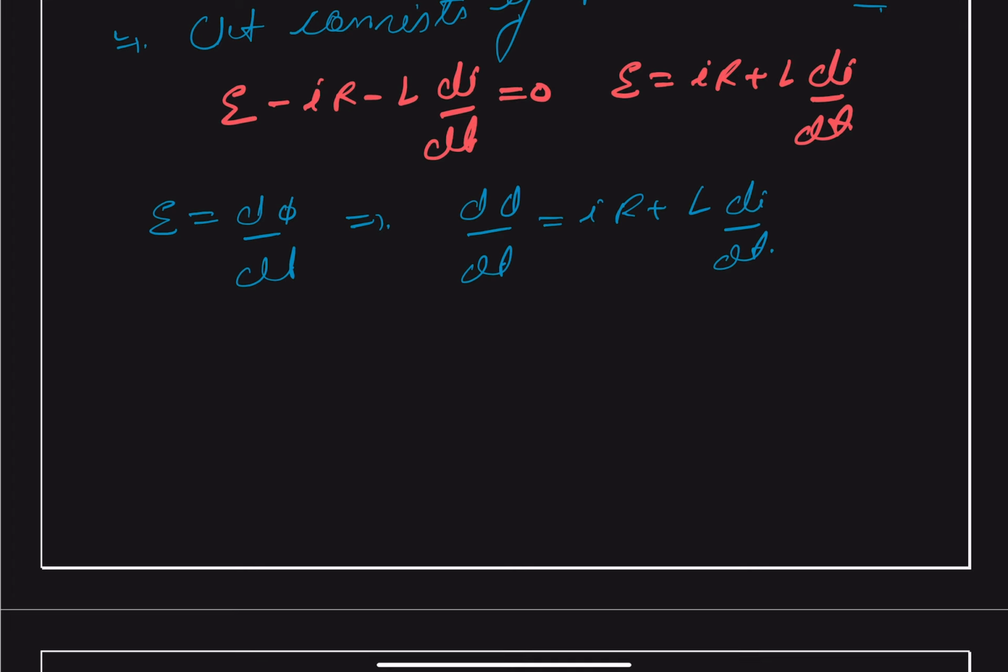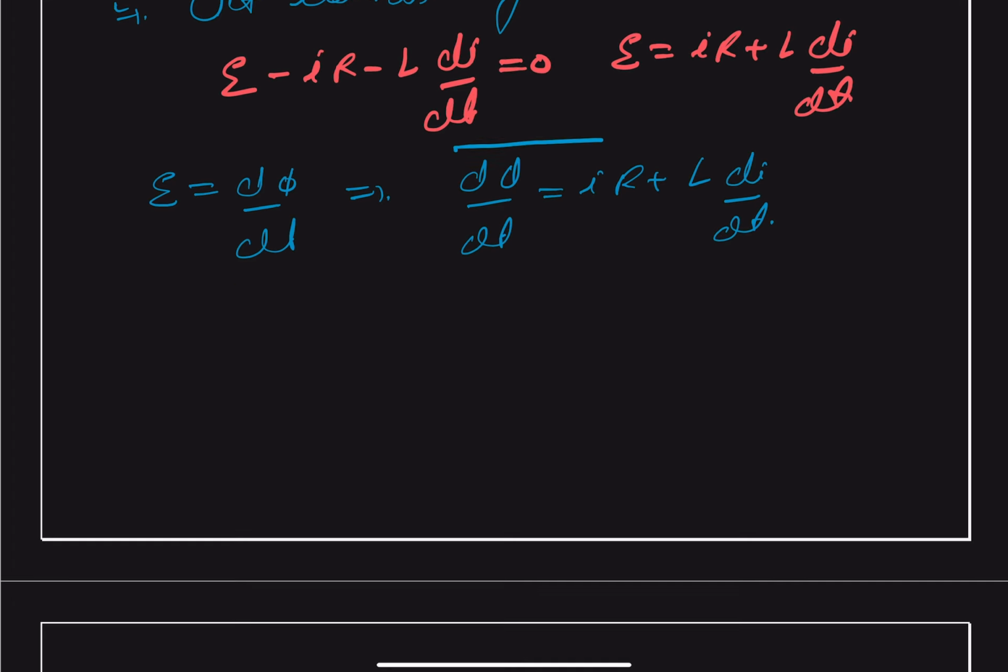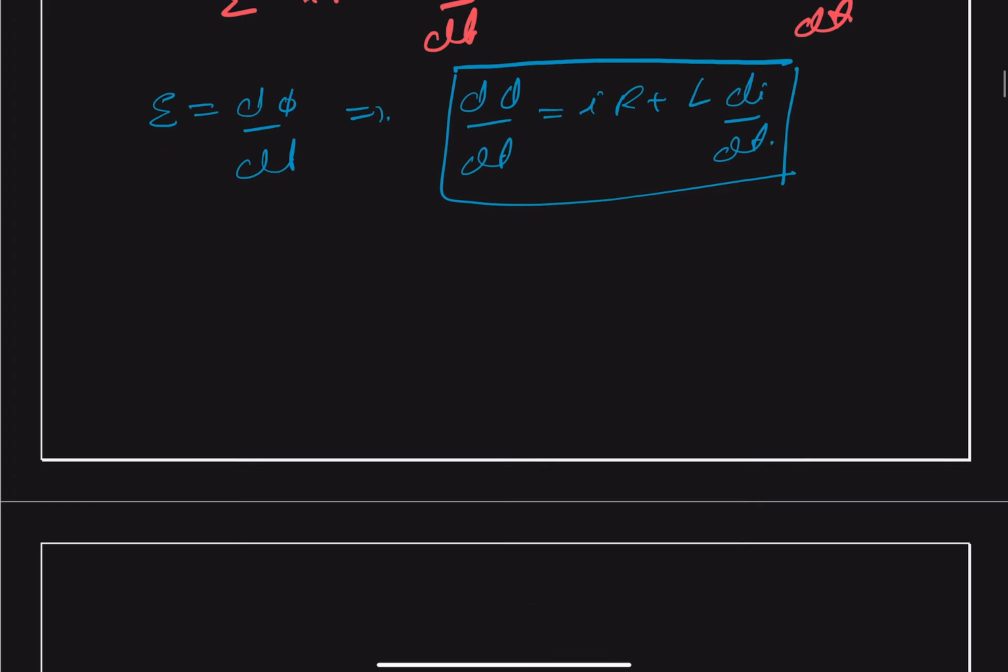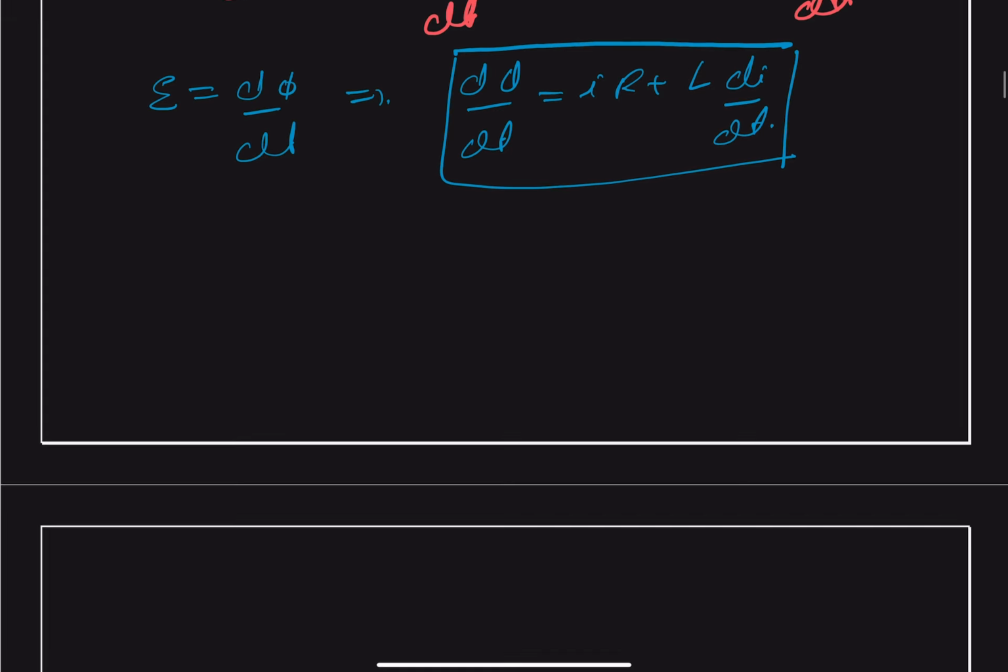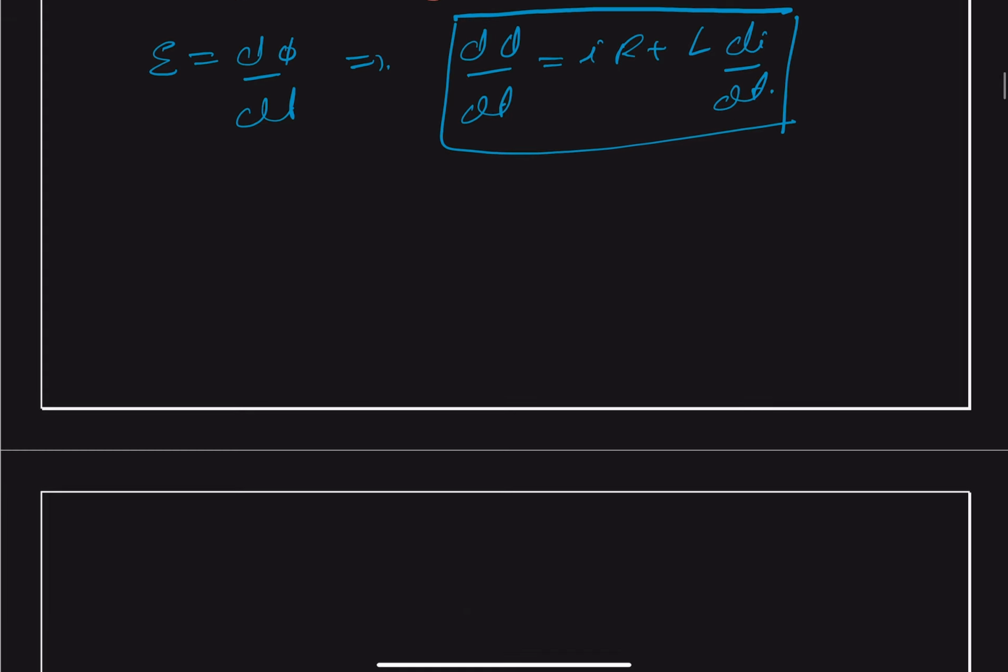So this was our first part, relationship between all the three parameters. Now we come to part B. In part B, we have to find out the net charge that flows through the resistance from time t equal to 0 to time t equal to capital T.